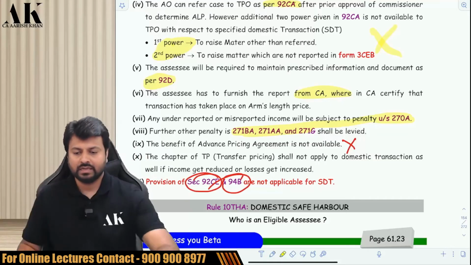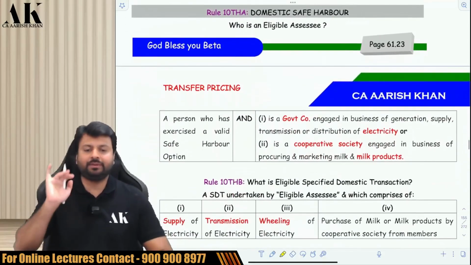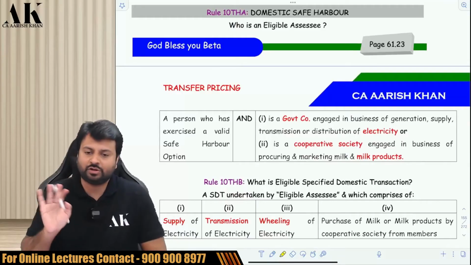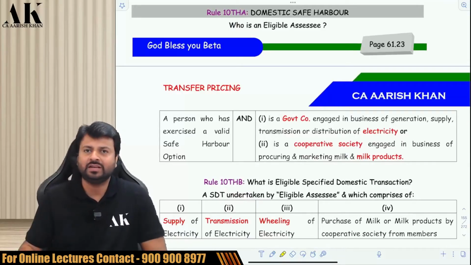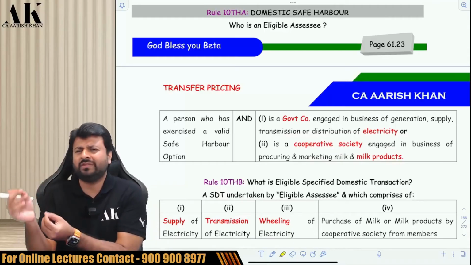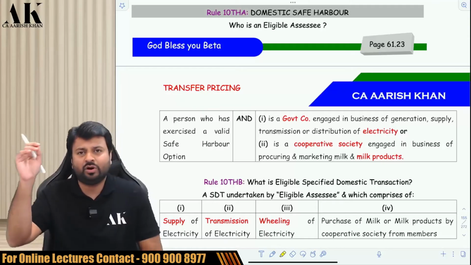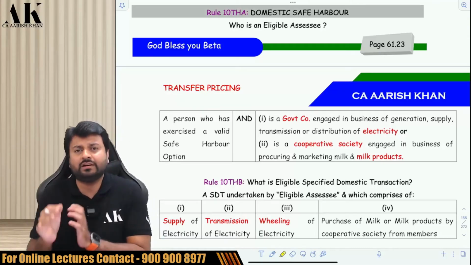Check it please. Okay, now as I have said earlier, the domestic safe harbor rule is applicable for your exam, but the international safe harbor rule is not applicable for the exam. What is safe harbor? First of all, safe harbor is a circumstance in which, if you show a minimum profit, the government will accept your arm's length price. So that is applicable to only certain kinds of assessees, not to all assessees.